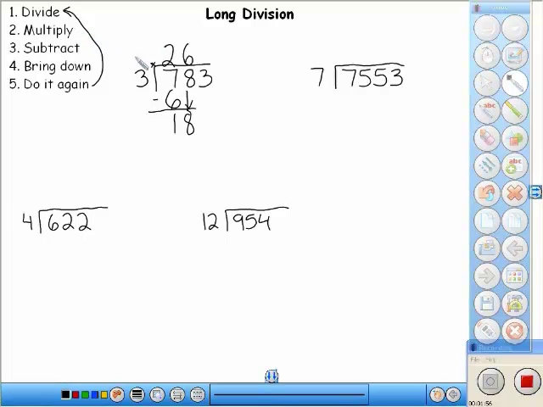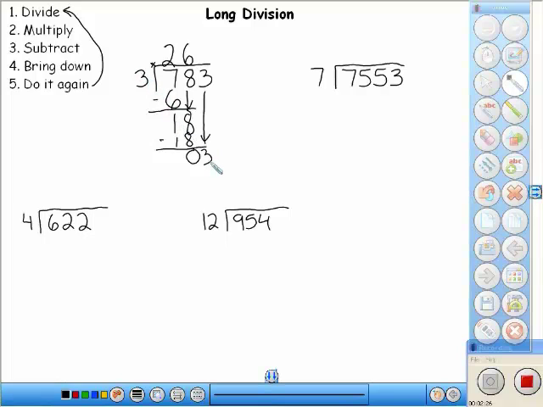So our next step is to multiply. So 6 times 3 is 18. And our next step is to subtract. 18 minus 18 is 0. Then we're going to bring down the 3. And we're going to do it again.